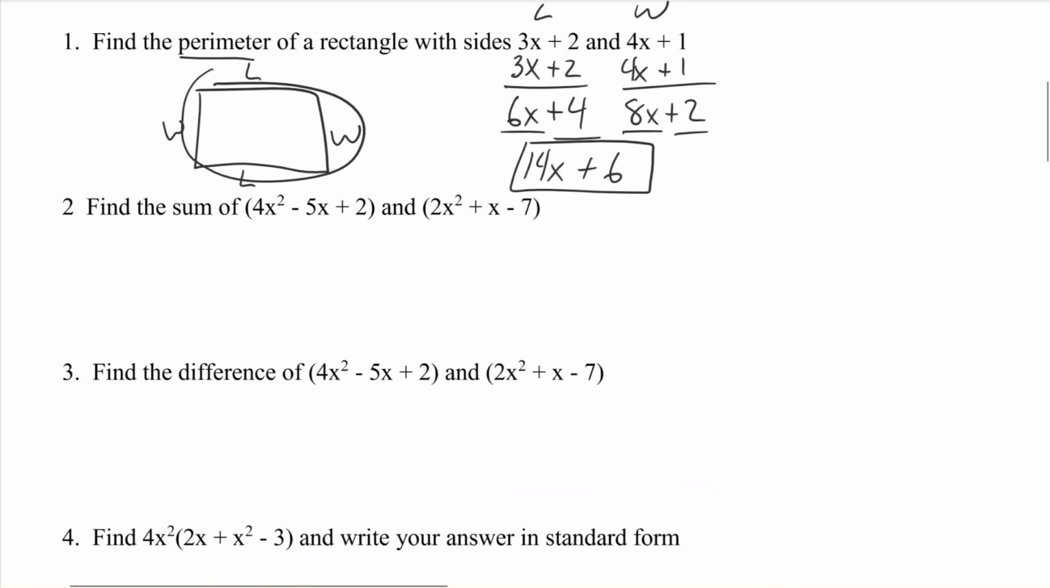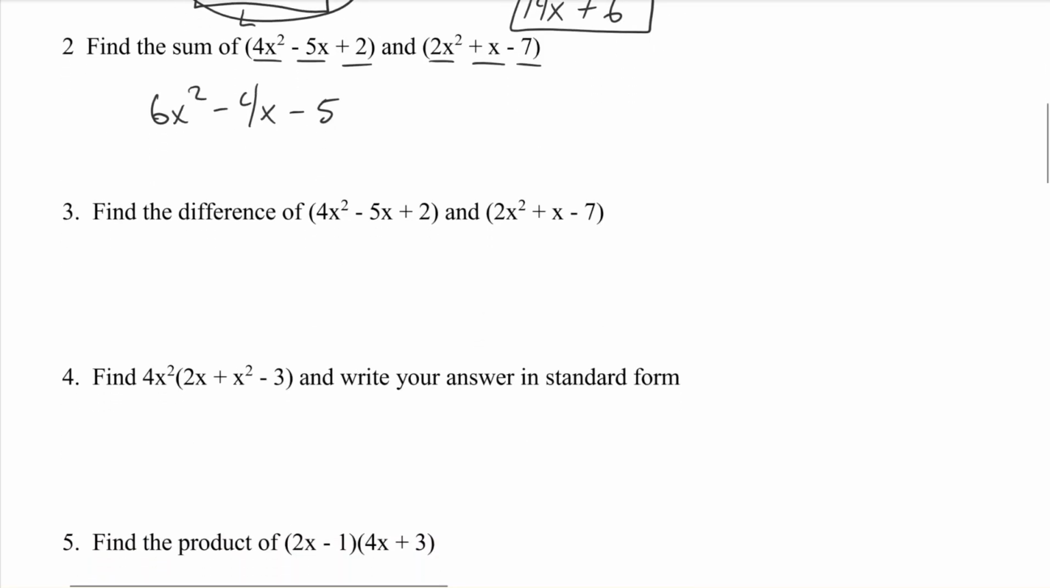Find the sum. That means to add together, so we're combining like terms again. Like terms need to have the same variable to the same power, and we're going to add our coefficients. So 4x squared and 2x squared make 6x squared. Negative 5x and positive x makes negative 4x, and 2 and negative 7 make negative 5.